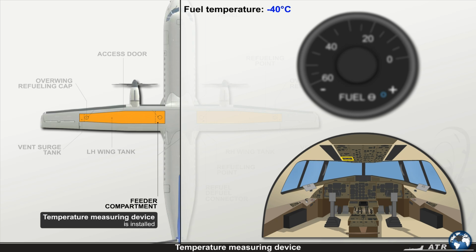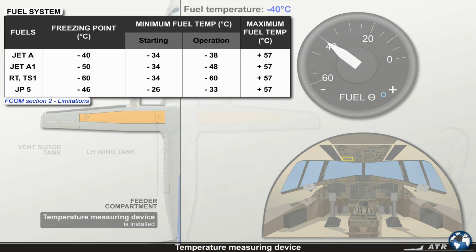Which indication do you expect? Look at the indication again. To sum up, the labeling shows only negative temperature values. In the FCOM Section 2, Limitations, you'll find the minimum fuel temperatures.